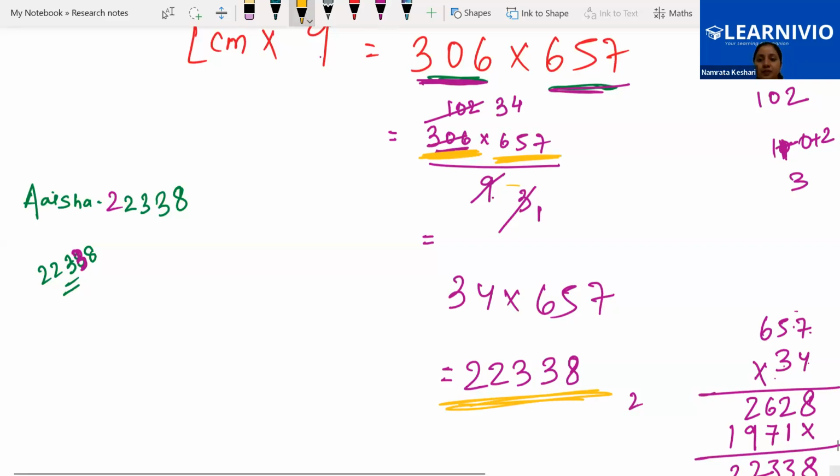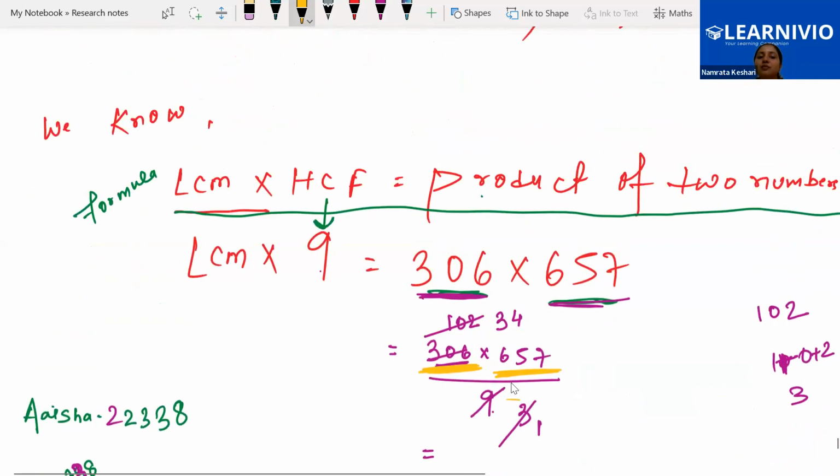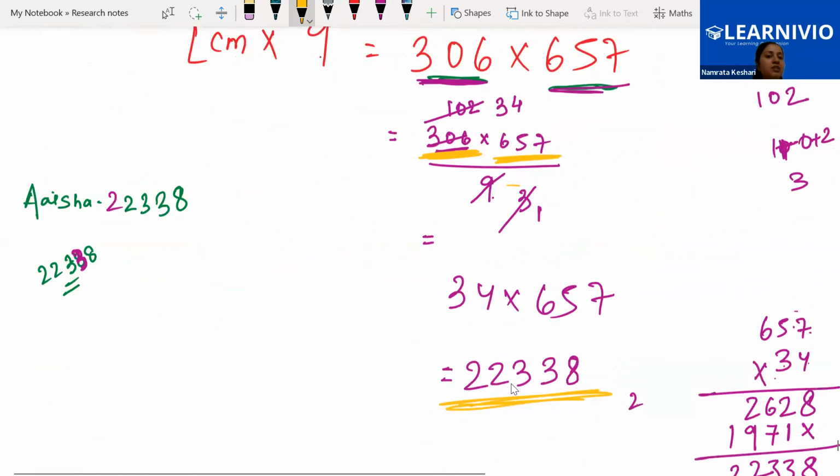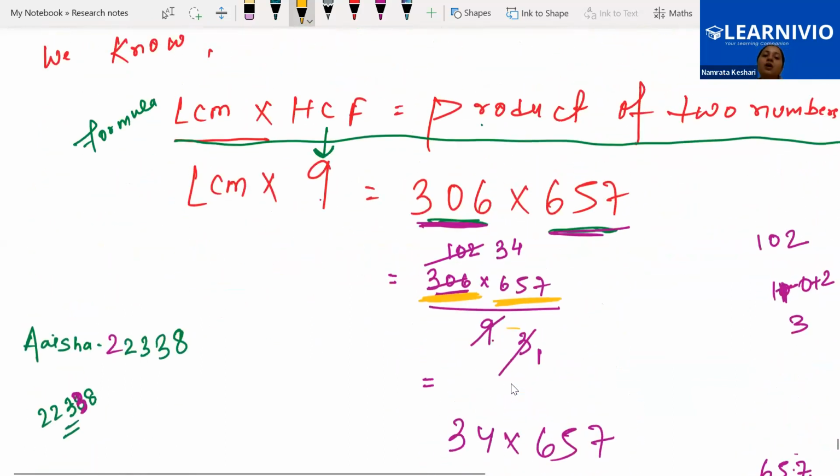Yes, ma'am. So whenever in the question LCM is given and HCF is asked, or like this one, HCF is given and LCM is asked, and it is two numbers only, okay, we are not talking about three numbers.